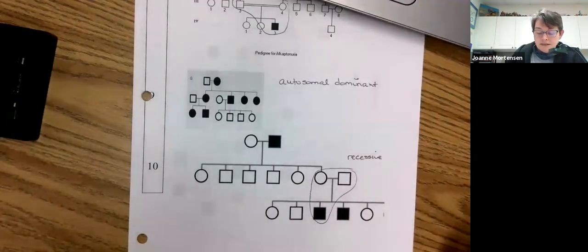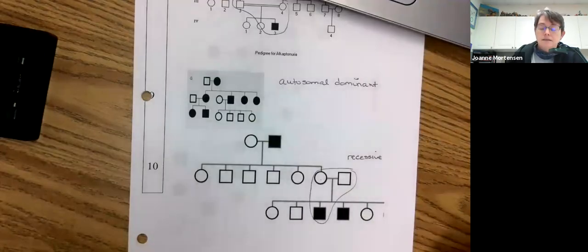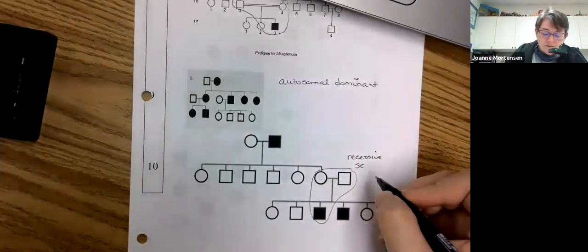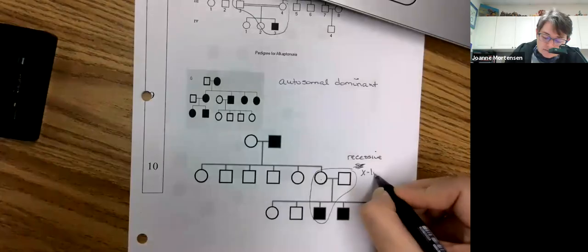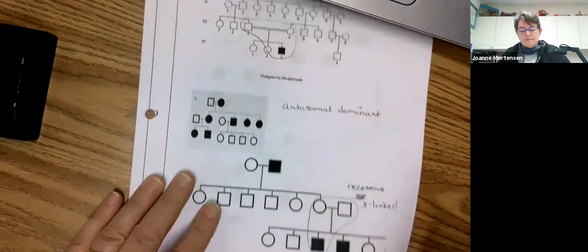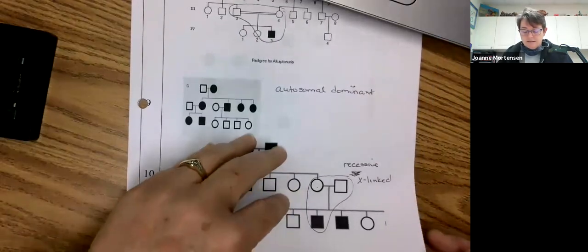Recessive because it skips a generation, but mostly because this boy has it and his parents did not. And if you see a guy and a guy and a guy, and those are the only people that have it, it is, what have I been writing? Not sex-linked, X-linked recessive. Okay, cool, cool. Excellent.